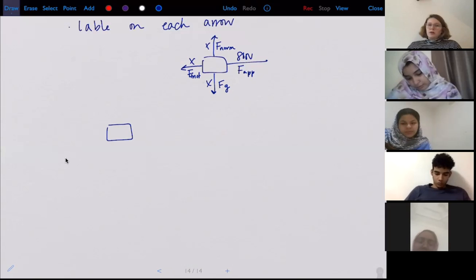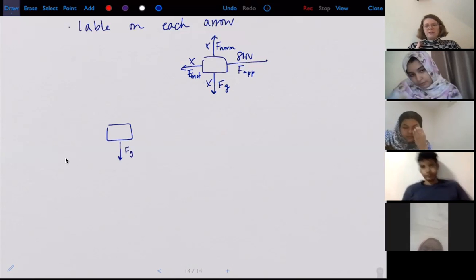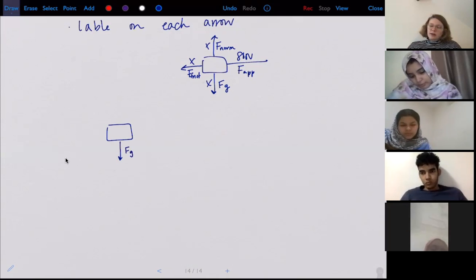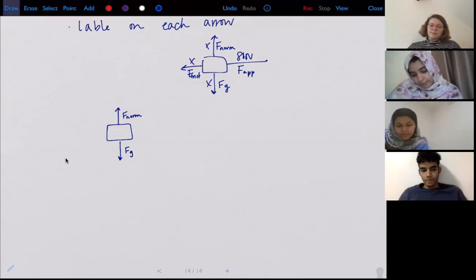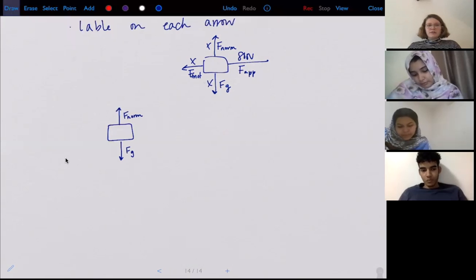Gravitational force. Yep, force of gravity would be down, and we don't have any values for any of these yet, but we will get values for them, but not yet. So right now we're just going to label them. Any other forces? Normal force, which is in the opposite direction, going up. Are there any others? Nope. That's it. So that was the answer for the first problem.